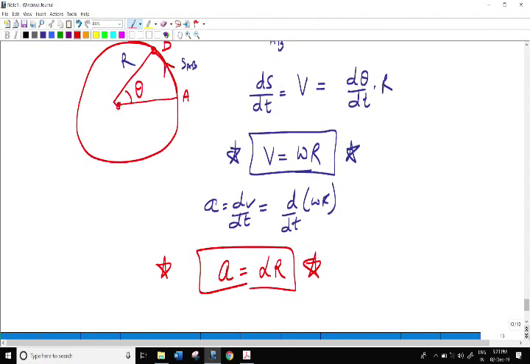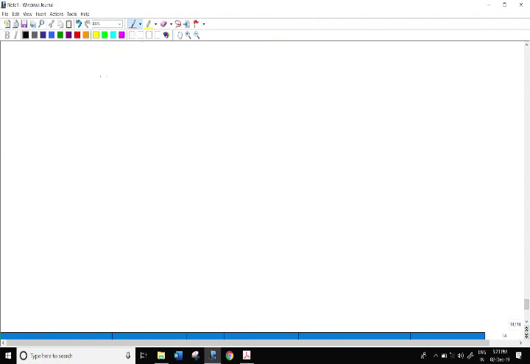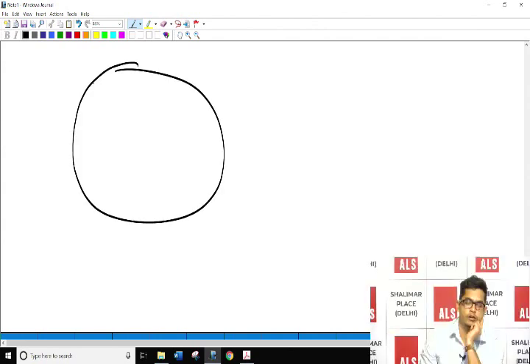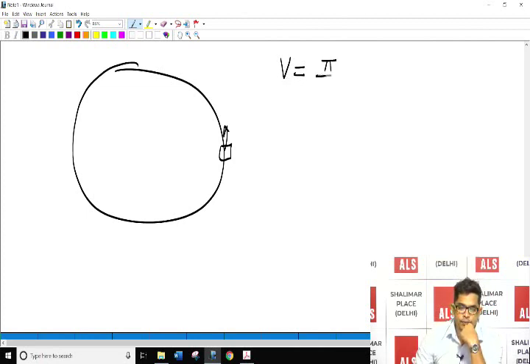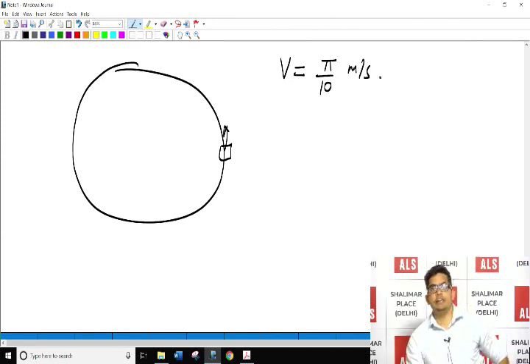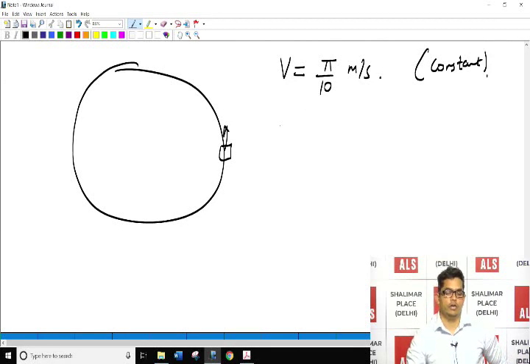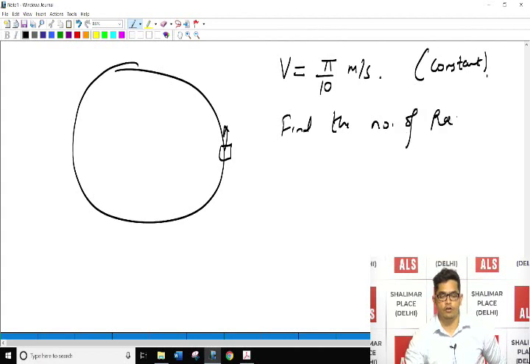Okay, so let's do a question. Suppose there is a circular track, and on the circular track a car is moving, but the linear velocity is given instead of the angular velocity. The linear velocity is pi by 10 meter per second. This is the linear speed of the car, and it is constant.